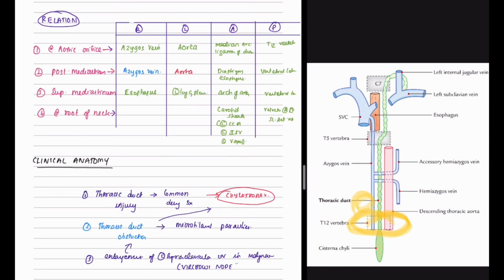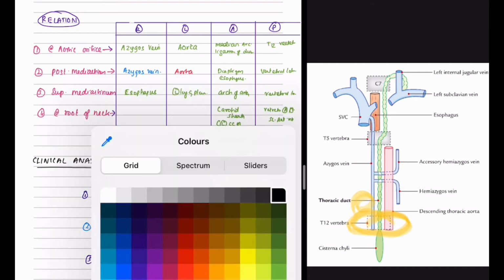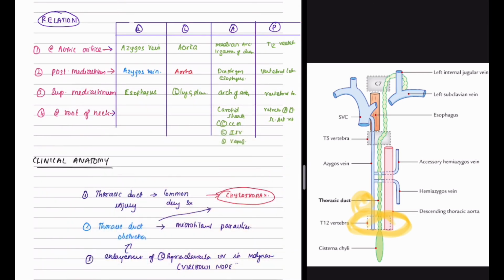Relations of the thoracic duct. At the aortic orifice, right side by the azygos vein, left side by the aorta, anterior by the median arcuate ligament of the diaphragm, and posterior by the T12 vertebra.